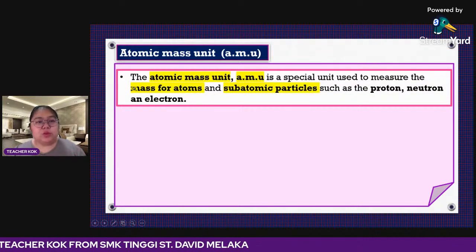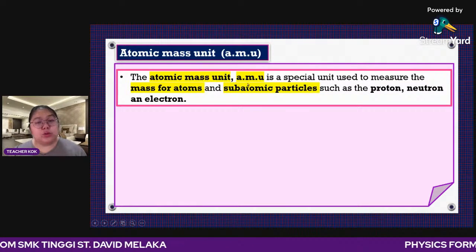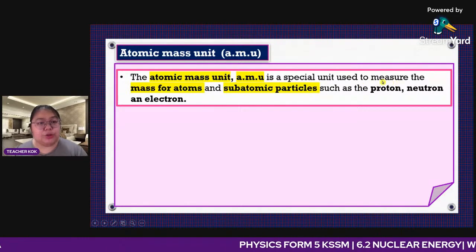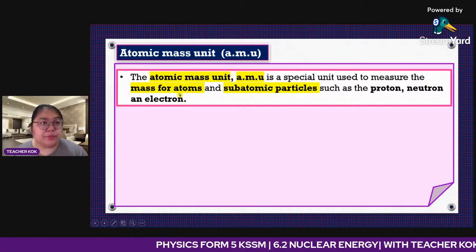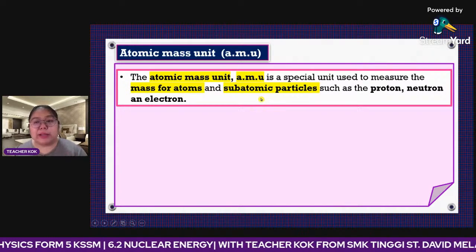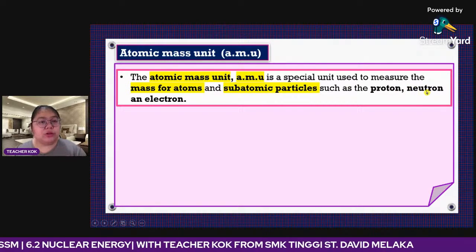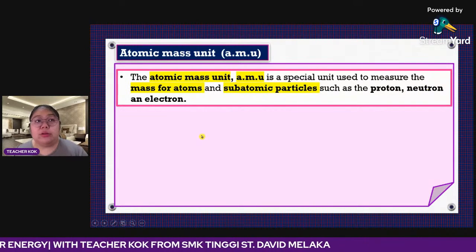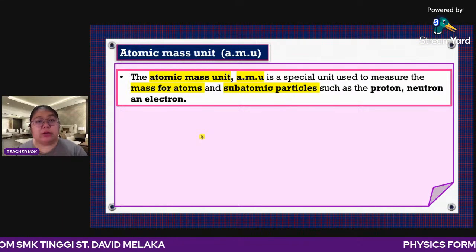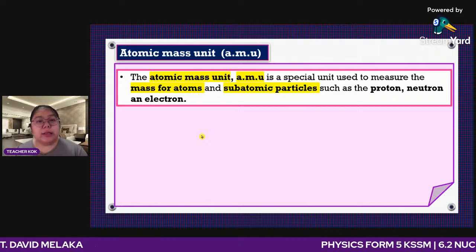So let's see the first one. The atomic mass unit, AMU, is a special unit used to measure the mass of the atom, or you say subatomic particles. Subatomic particles, we got what? We got proton, we got neutron, and also the electron. Because they're too small already, so we use a special unit to label the unit for the atom.